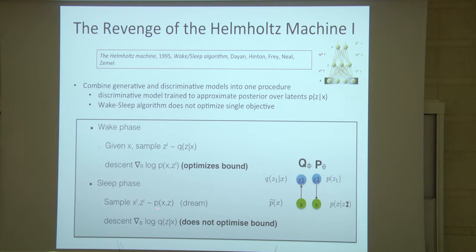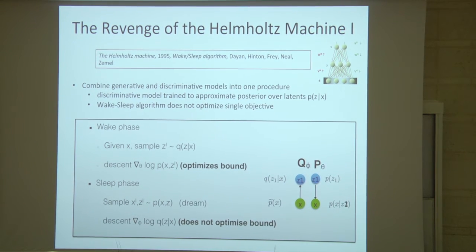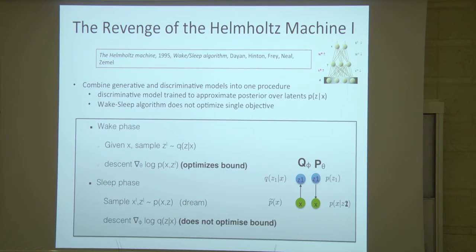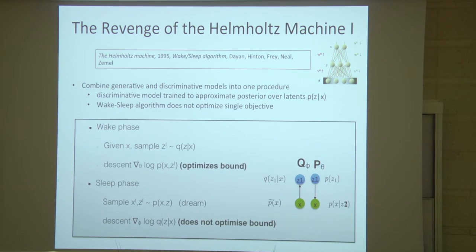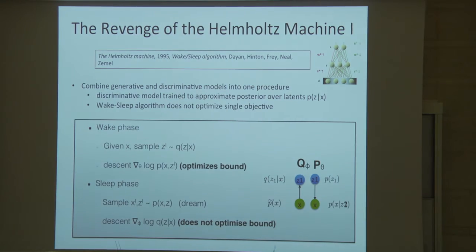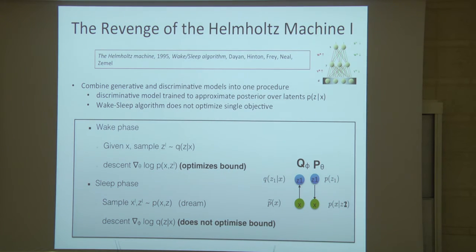And in the sleep phase, we would dream from the model, generate lots of samples, and then train up the recognition model. But the problem is that there are actually two objectives that are trained separately, and there's not a single objective that's going up. And in fact, this model had problems. The algorithm had problems to train.